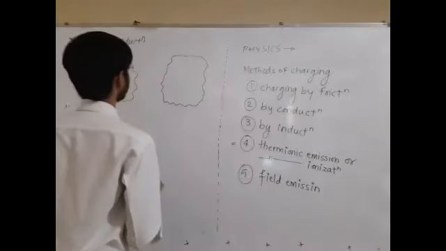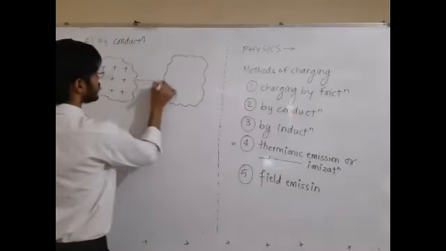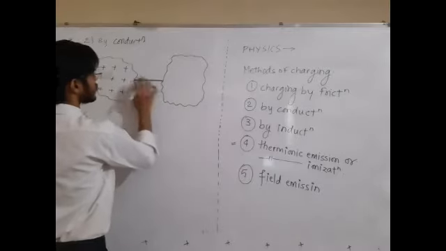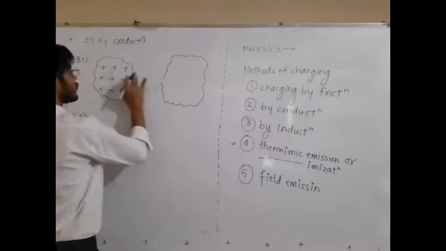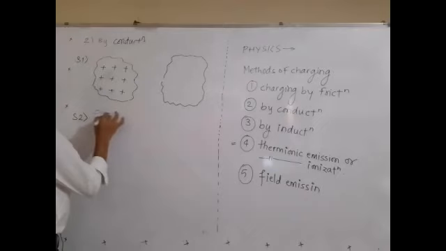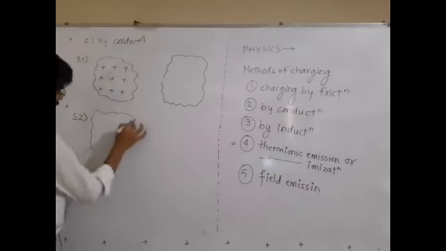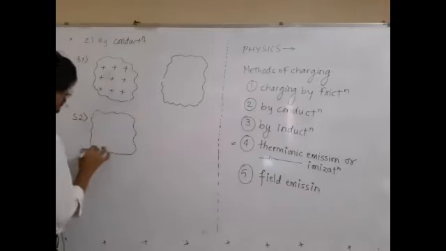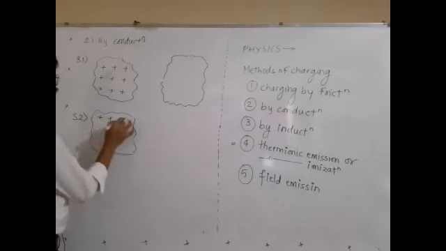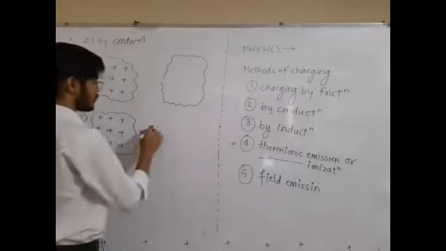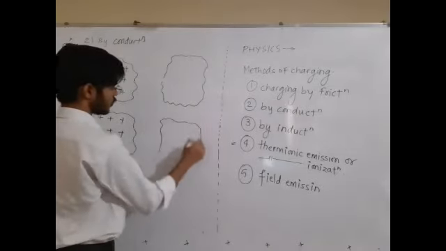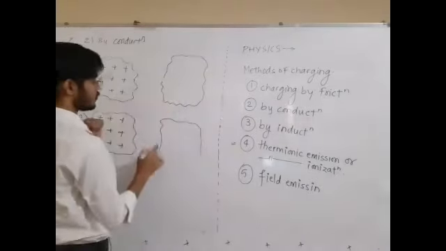Fine. So now let us take one good conductor. Now in this step number 2, what we will do is this. This body is positively charged. This body was neutral. We want to transfer some charge onto this body.